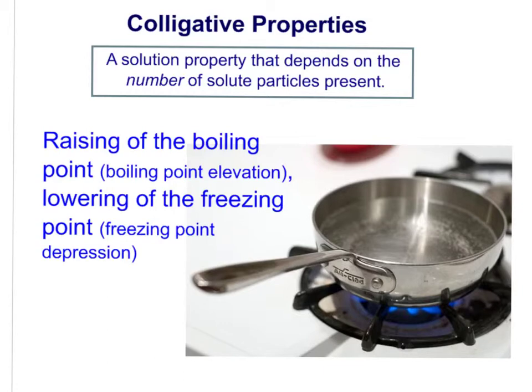So now we can define this interesting term, colligative properties. Colligative properties are properties of solutions that depend on the number of solute particles present. That's all. So the number of solute particles affects how much we see a freezing point depression or a boiling point elevation, and that boiling point elevation and freezing point depression, those are examples of colligative properties.